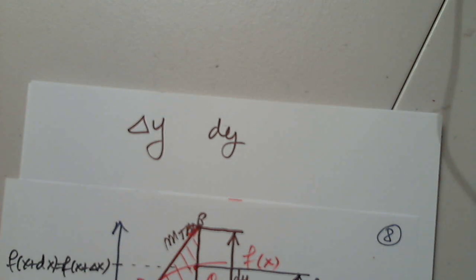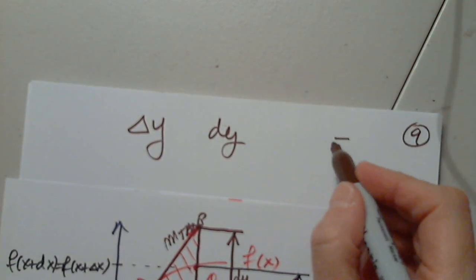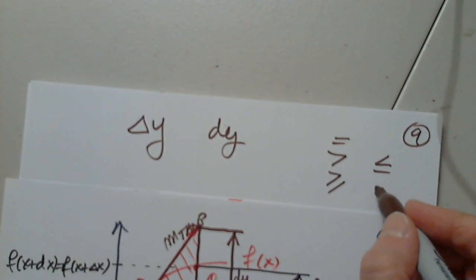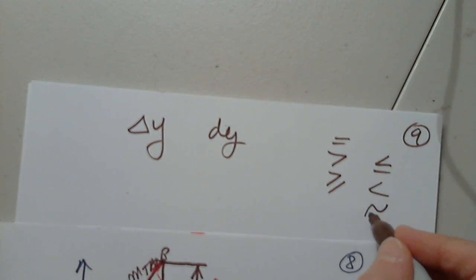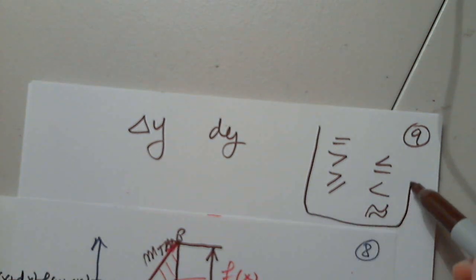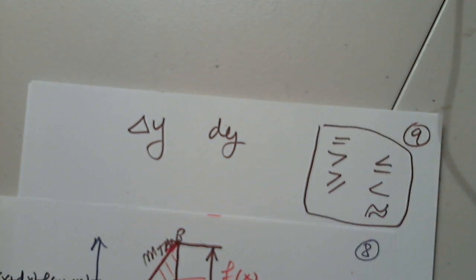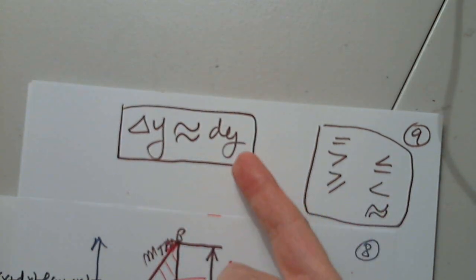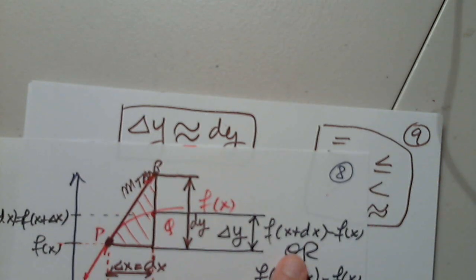And let me give you some options. Equals, greater than or equal to, less than or equal to, less than, approximate. Which one? Yes, I can only use one. I say approximate. Of course. Absolutely. This is the approximation of that. This is the exact, and this is the approximation. Awesome. We already know this. You gave it to me.